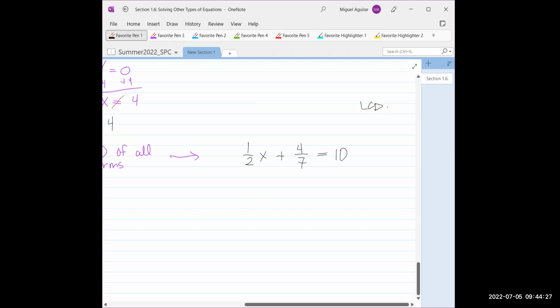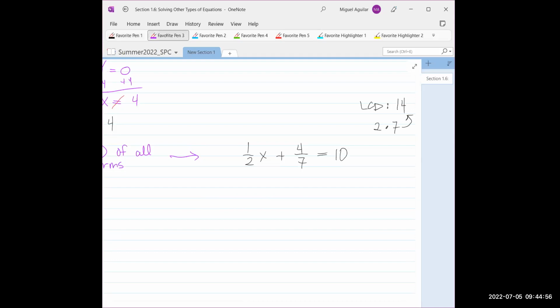Would it be 14? Yeah, it's 14. That's the LCD. How did you get 14? Because 2 times 7 is 14 and 7 times 2 is 14. Yeah, exactly. The easiest way to find a common denominator might not always be the LCD, but the rule of thumb here is that you just need to multiply those denominators again, right? 2 times 7, and you get the LCD.